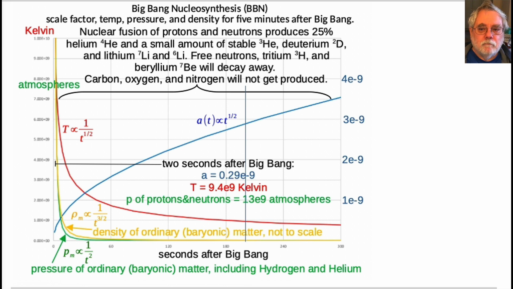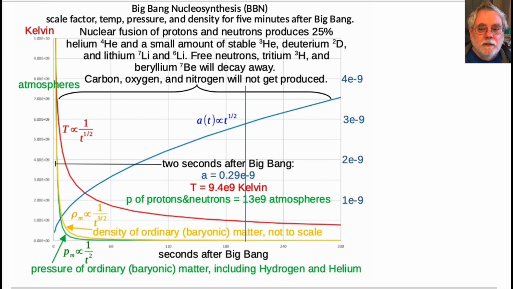2 seconds after the Big Bang, the density of protons and neutrons was 2% of the density of water now, or about 1/10,000th the density at the core of the Sun, and it decreased by a factor of 1837 over these 5 minutes. So these are not the matter densities where nuclear fusion occurs at the core of a star.